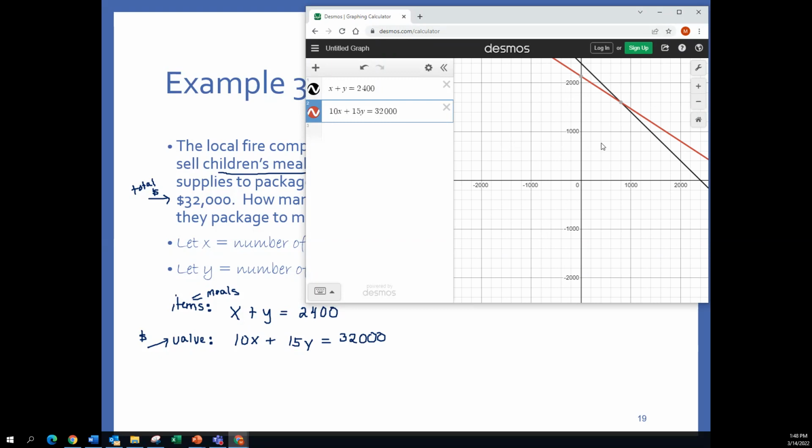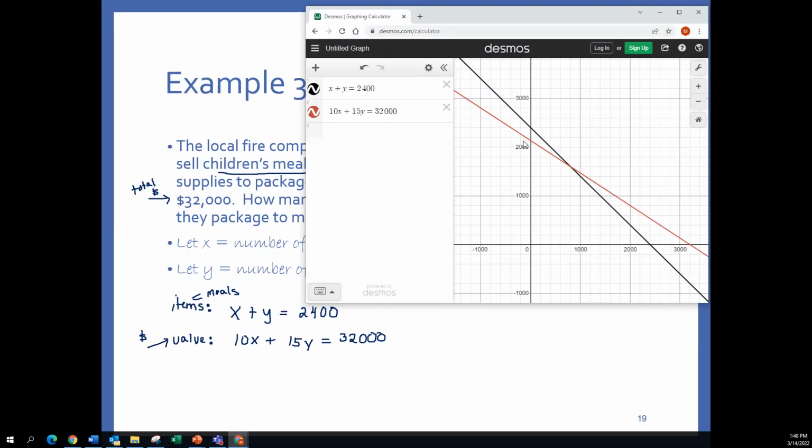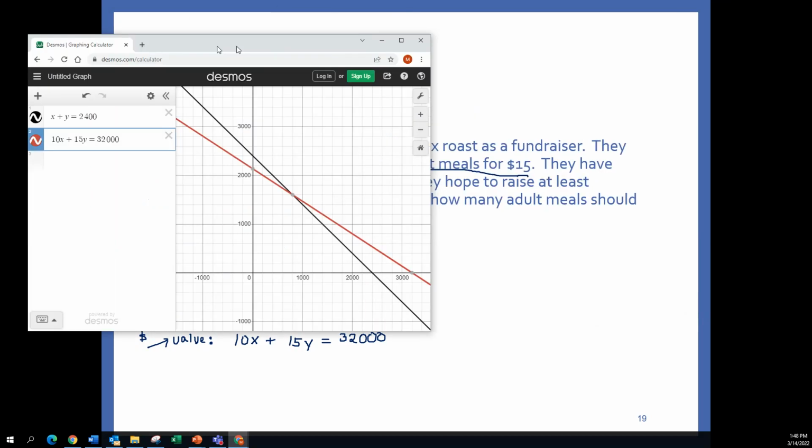There I got my line. So I can then click and drag so that I can see more details, like that my view of the graph is exactly where I want it. And I know that my answer is where these two meet, because that will be numbers that fit both equations. So I click where it appears they meet, and then Desmos will show me some key points on that line. So I hover near that point, and I get 800 and 1,600.